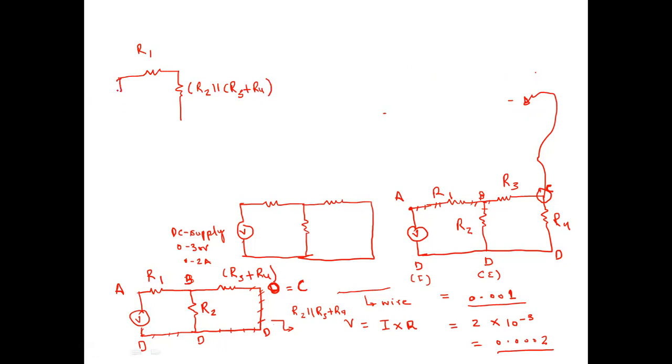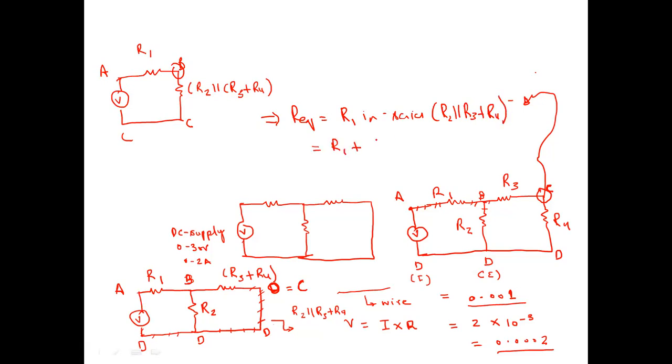And now there is a voltage source V, and again you label it, this point is A, this point is B, and of course this is C and C. So there is only one common connection between this. Hence the R equivalent would be equal to R1 in series with R2 parallel R3 plus R4. Hence we can say R1 plus R2 parallel R3 plus R4 would be the equivalent resistance.